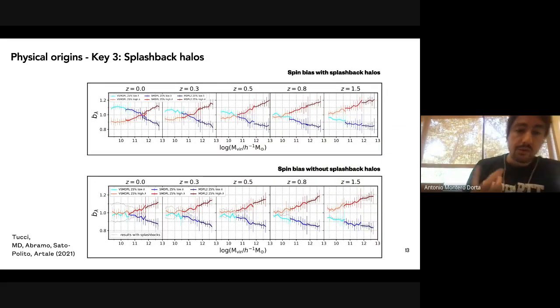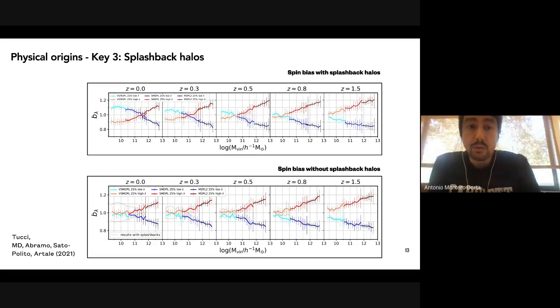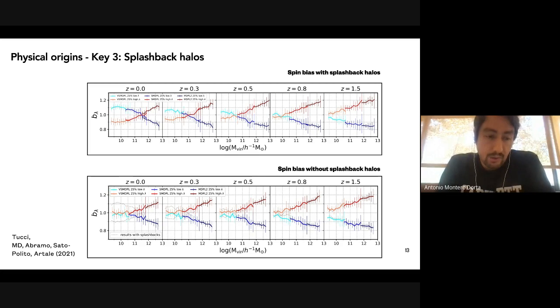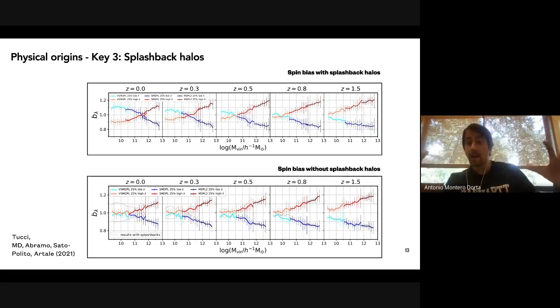So actually, with students a couple of years ago, we looked into these splashback halos and how they affect the secondary bias signals. I think I didn't emphasize it before, so I'm going to say it again. Secondary bias is, in general, the different dependencies that you can have at fixed halo mass. Assembly bias is a particular dependence on age, on the assembly history of halos. But here we investigated the spin bias signal.